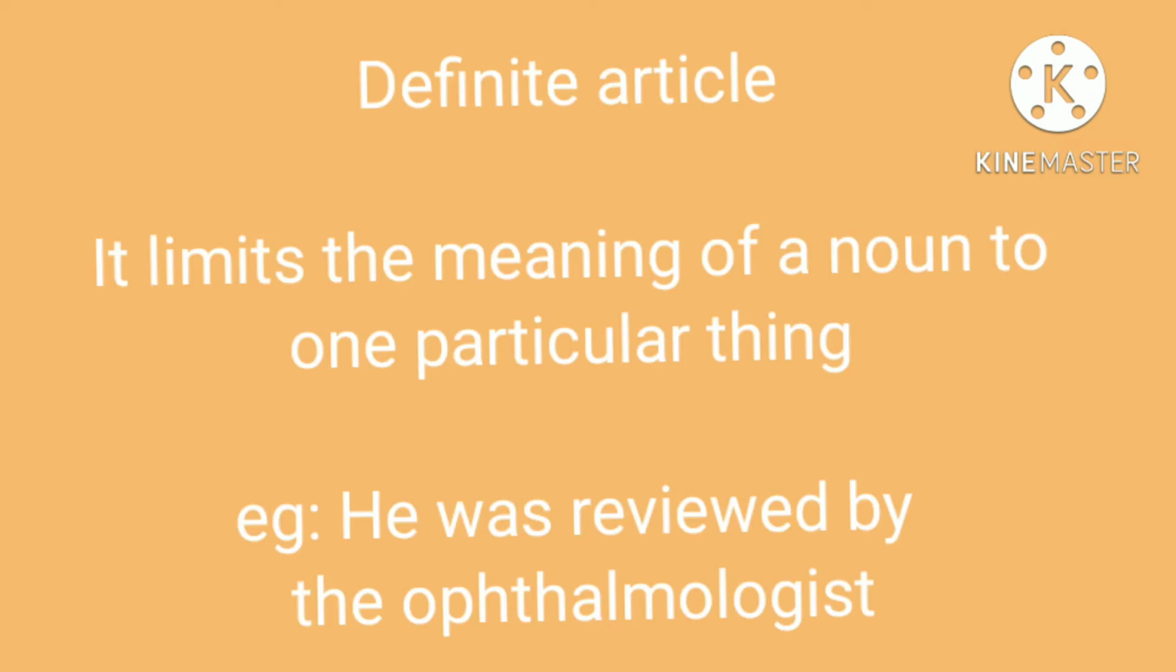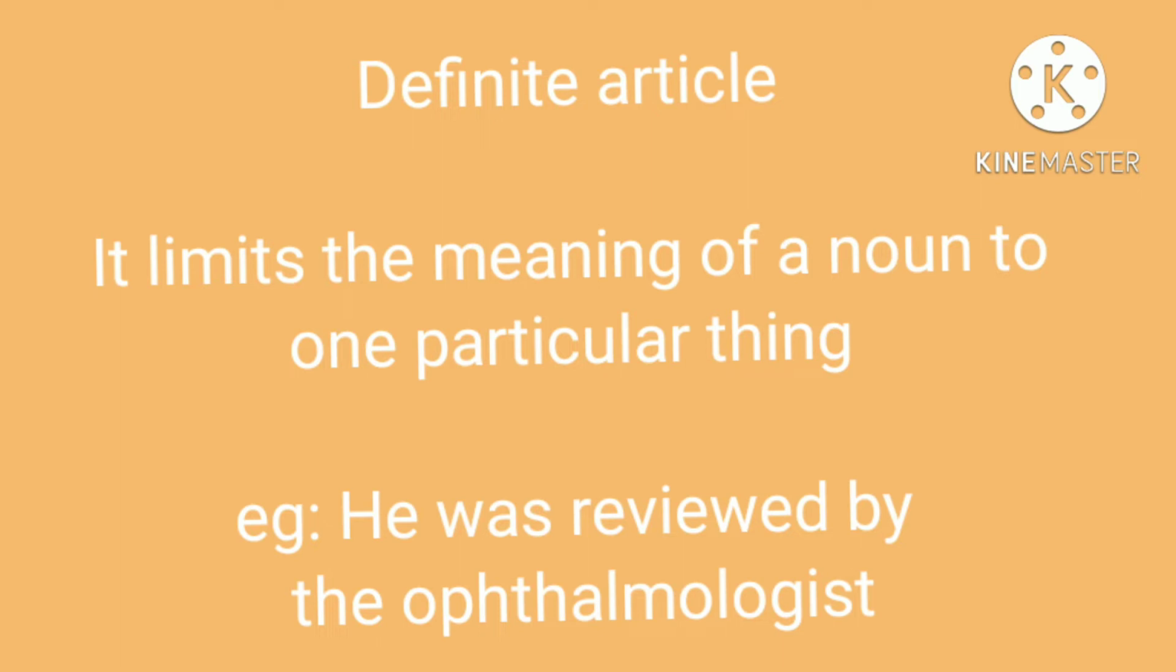So what do you mean by definite? The definite article is the word "the", and there are also two types of pronunciation for this word. "The" is used before consonants, and "thee" before a vowel sound. The definite article limits the meaning of a noun to one particular thing. That means specific. When we are mentioning something specifically, we use this definite article.